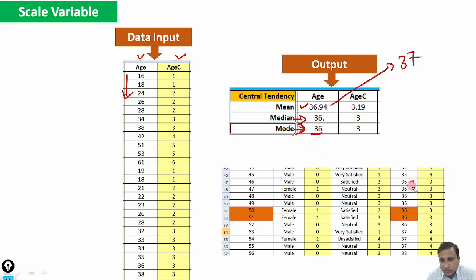Here we can see 36, 1, 2, 3, 4, 5, 6, 7. So there are 7 respondents who are aged 36, and all other ages have a frequency of less than 7 respondents.